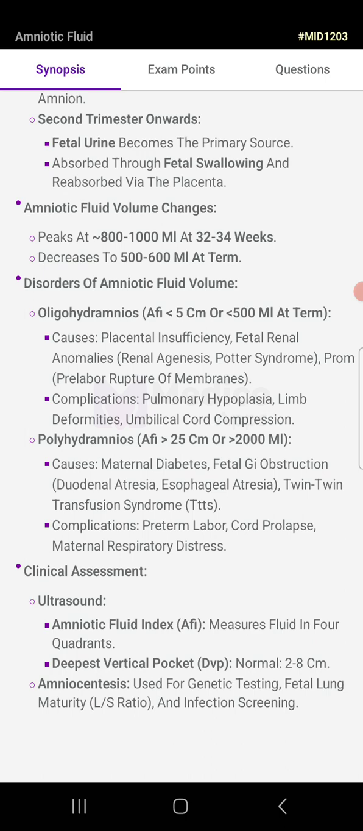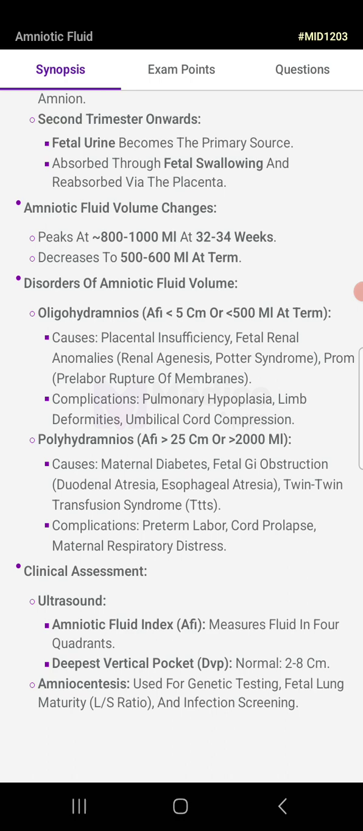Polyhydramnios: AFI greater than 25 cm or greater than 2000 ml. Causes: maternal diabetes, fetal GI obstruction, duodenal atresia, esophageal atresia, twin-to-twin transfusion syndrome. Complications: preterm labor, cord prolapse, maternal respiratory distress.